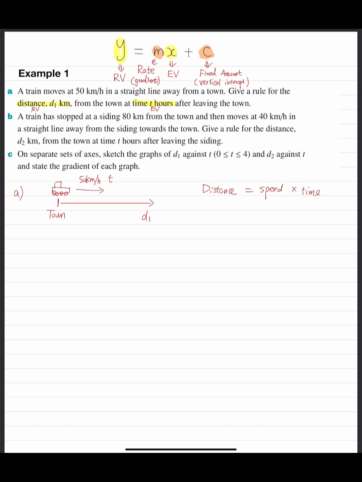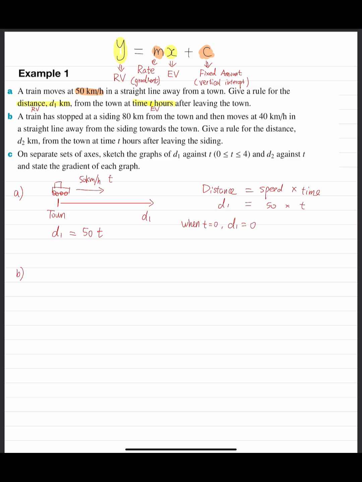So we can start by writing d1 is equal to something with t. Here we have identified that the speed, which is technically a rate term, is the gradient. So that's 50 kilometers per hour, which is also here. That's 50, that is the time, and that is d1. From looking at the diagram, the distance at the beginning was 0. When t is 0, the distance d1 should equal 0 as well. Therefore, there's no vertical intercept.